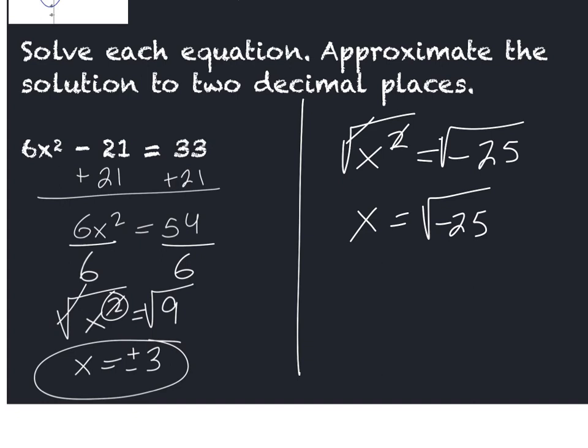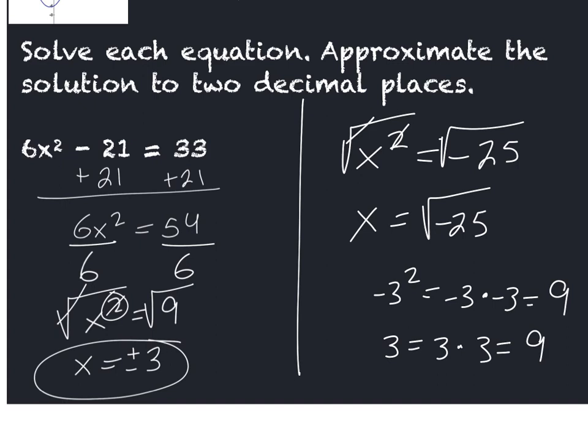Why? Well, can you ever square a number and end up with a negative? No, because when you're squaring a number, you're multiplying it by itself 2 times. So negative 3 squared, a negative number squared, is always going to be a positive because a negative times a negative is a positive. And a positive number squared is always going to be a positive because a positive times a positive is a positive.